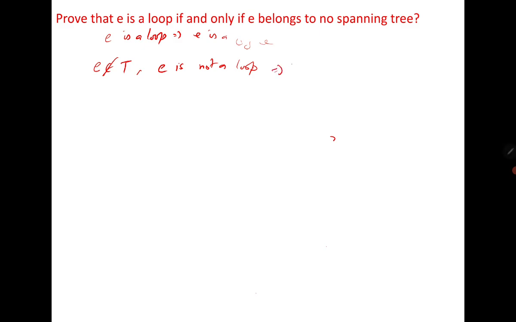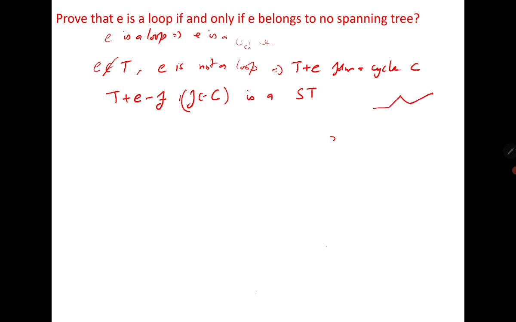So if it is not a loop, then T plus E would form a cycle C. Now in this cycle, if I consider T plus E, it means we add an edge E to the spanning tree T. Now T plus E minus F means you add an edge E to T and delete the edge F where F belongs to C. So T plus E minus F is a spanning tree because you add an edge which forms a cycle, and from that cycle you delete an edge, so again it becomes a spanning tree.